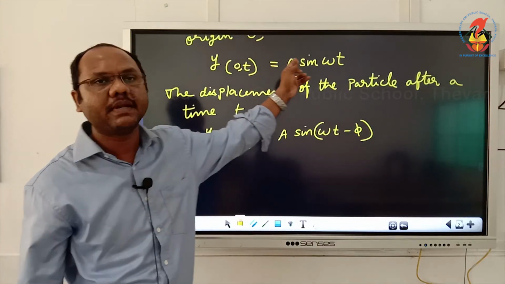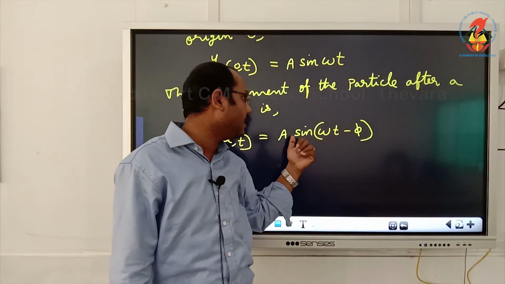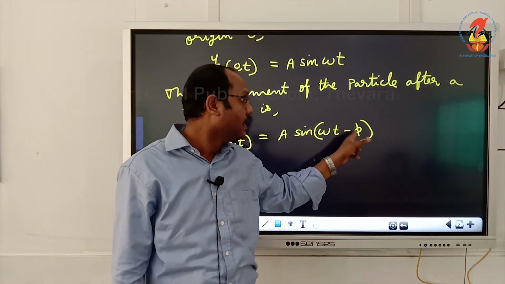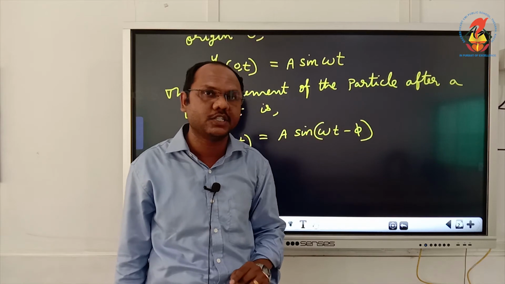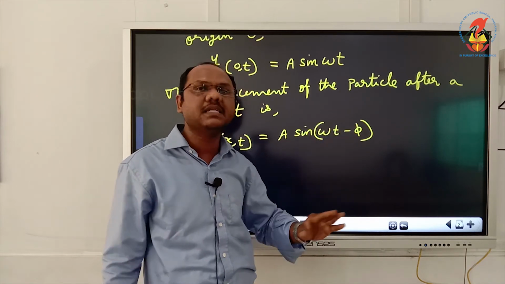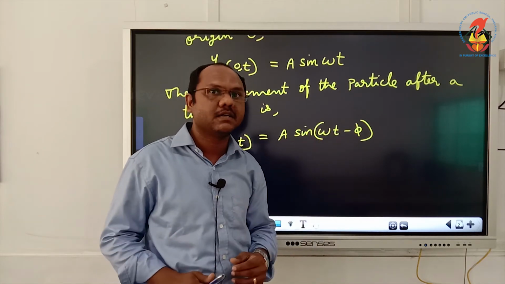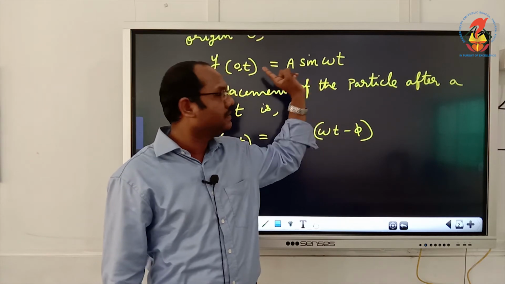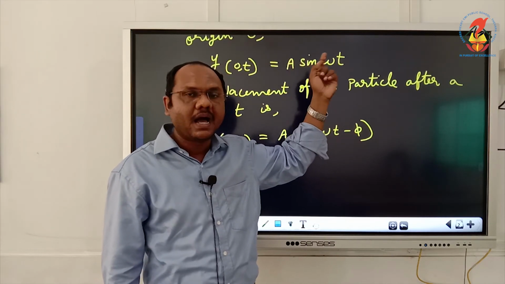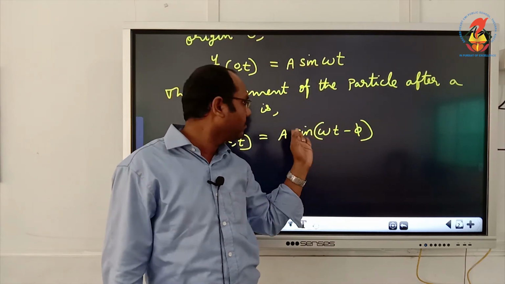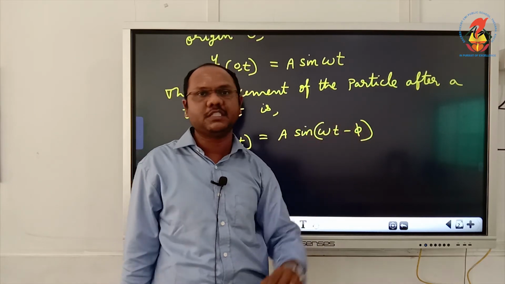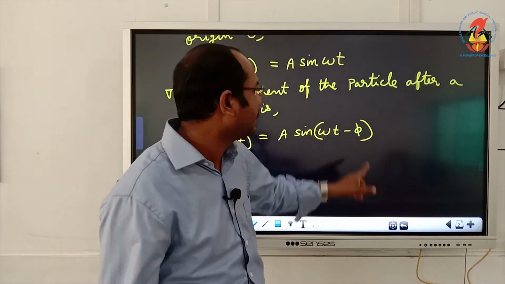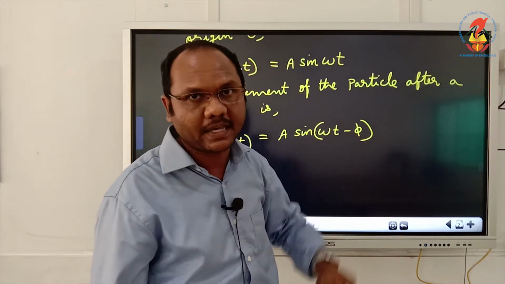First equation is simply a sin omega t. After a time t, it will be a sin(omega t minus phi). Phi is the initial phase. We discussed it in the last session. So minus phi means it is lagging, because first this particle started moving. After a time t only, the particle reached here, or after a time t only, this displacement happened. That is why there is a phase difference of minus phi.